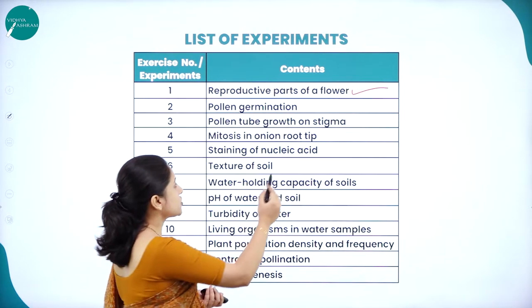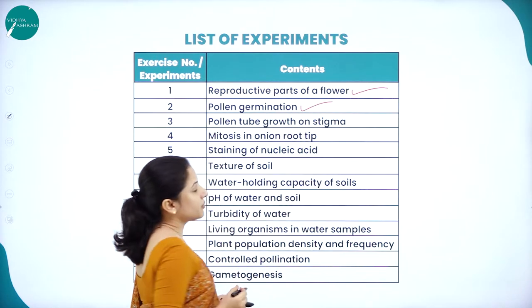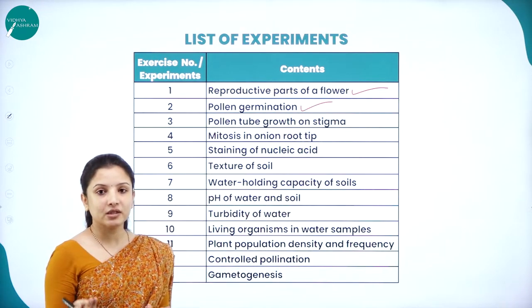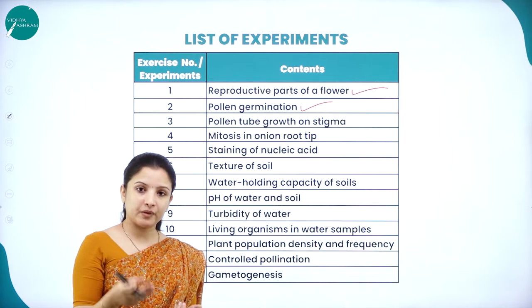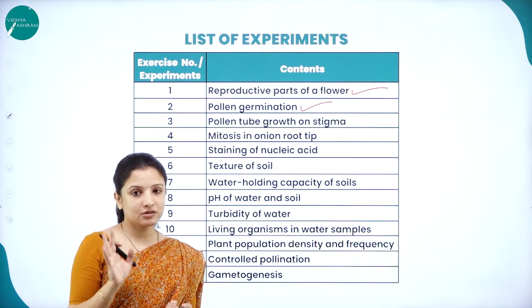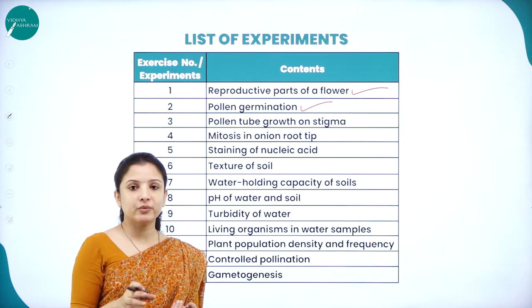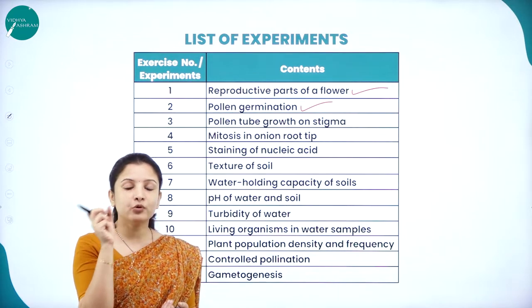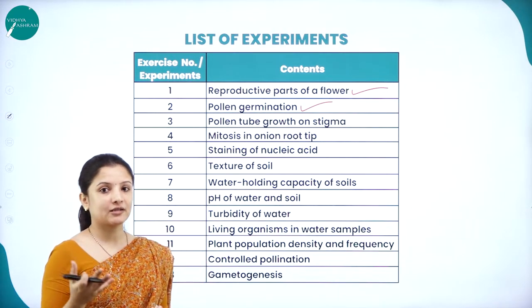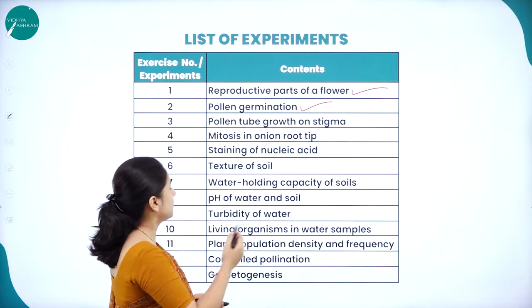Next, we have pollen germination. Under pollen germination, you will collect the pollen grains from the anther of a particular flower. You'll dust it in sucrose solution. You'll wait for a few minutes and you will see how the pollen tube has come out of it. So that is also quite an interesting experiment.